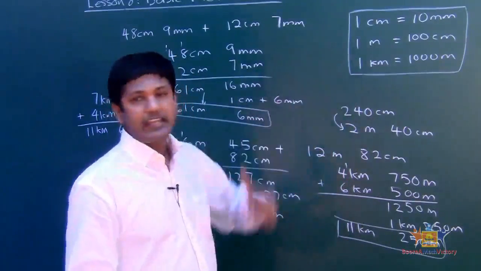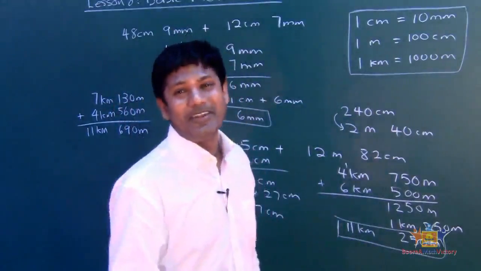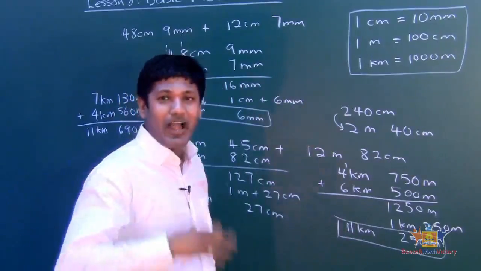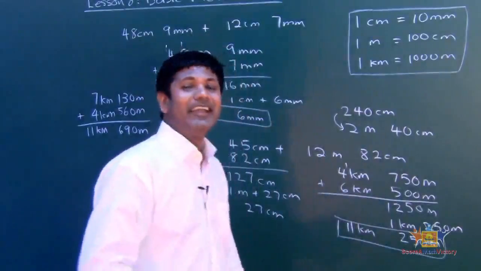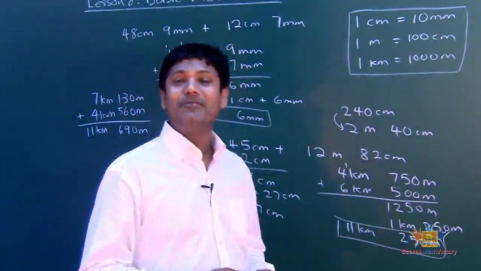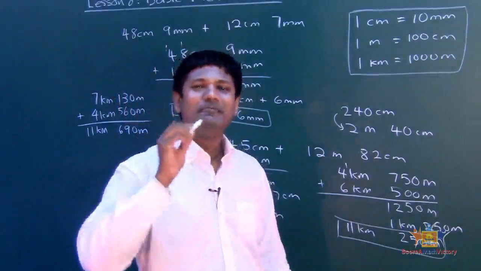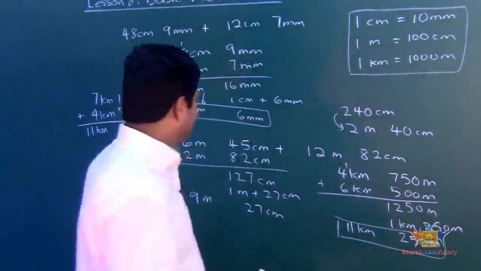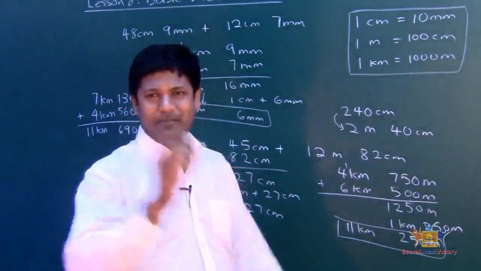The moment I ask you, 1 centimeter equals how many millimeters? Boom, you have to tell me 10 millimeters. If I ask you 1 meter equals how many centimeters? Right away you should tell me 100 centimeters. If I ask you 1 kilometer equals how many meters? You should tell me it equals 1,000 meters. Alright? So make sure you know that. Good. Let Mr. Mac erase this board and let's talk about subtraction. I'll be back with you in a few seconds.